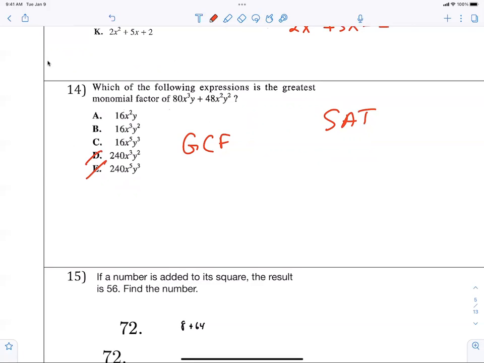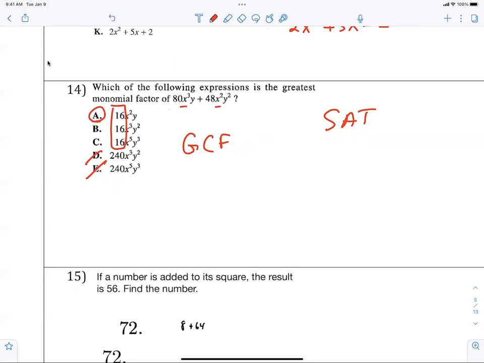Now, do we have to even do the GCF for the numbers now? No, because the only number left is what? 16. So if you have 3 X's and 2 X's, what's common? 2. So it's an X squared. So the answer now, I don't have to do the Y. I know the answer is A.